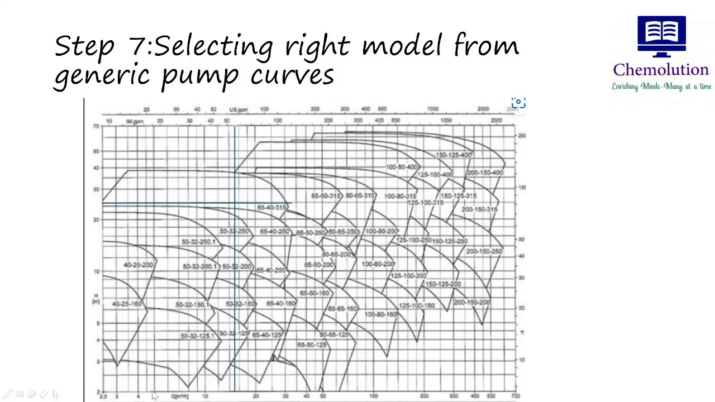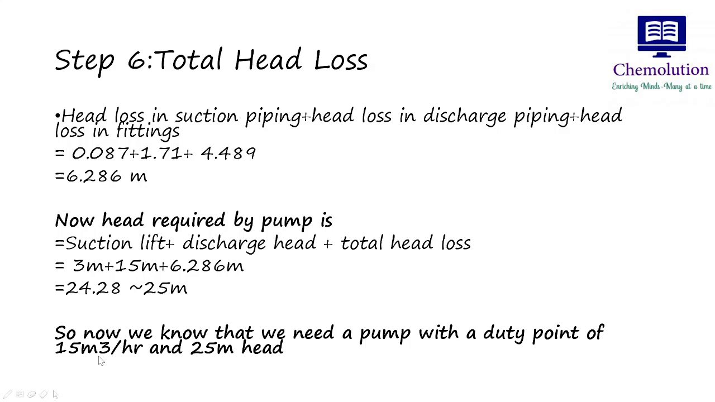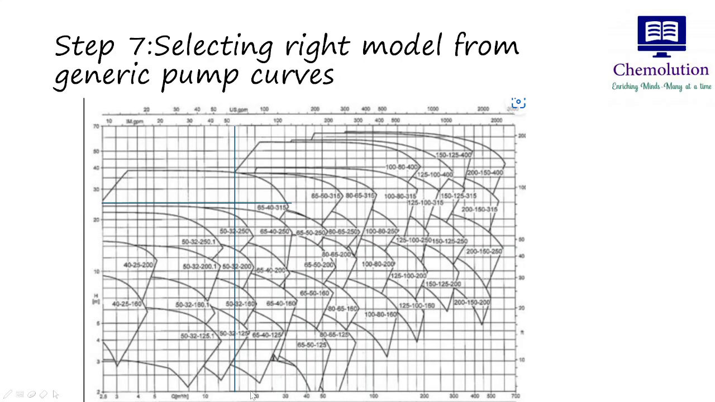So if you can see, on the x-axis you have flows, on the y-axis you have head, which is generally there in normal pump curves or an individual pump curve. Now for our case, we need a pump with 15 meter cube per hour and 25 meter head. So what we will do, we will draw a line from 15 meter cube per hour and 25 meter head. The point of intersection will be our operating point. Now the model in which this intersection point is occurring, this model is best suited for this particular operation or this particular transfer of liquid.